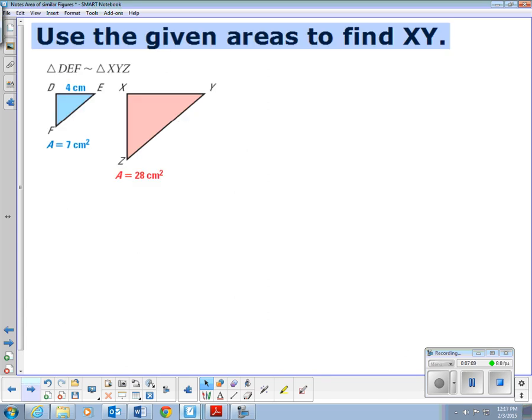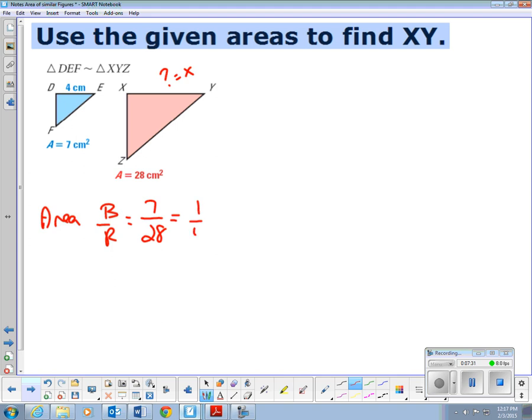All right, here's another question. This one says use the given areas to find the value for x. So this is my unknown information here. We'll just call that x to start. So let's start work with our ratios. We have the areas, we'll do blue to red, which is 7 over 28. But this is areas, and that ratio can be reduced down to 1 over 4. If this is the area ratio and I want to find a side, I need the side ratio. And so the side ratio is equal to the square root of the area ratio, which is just 1/2.